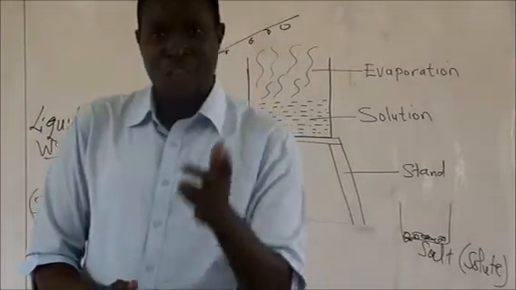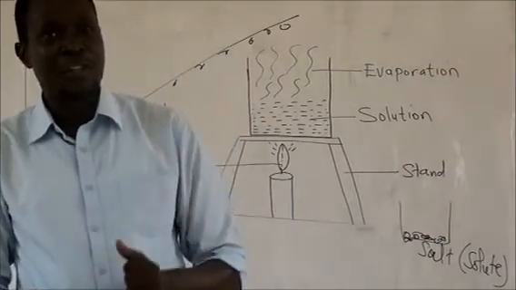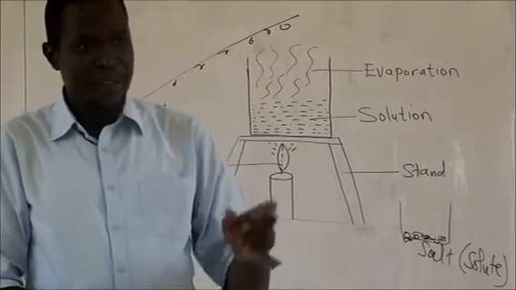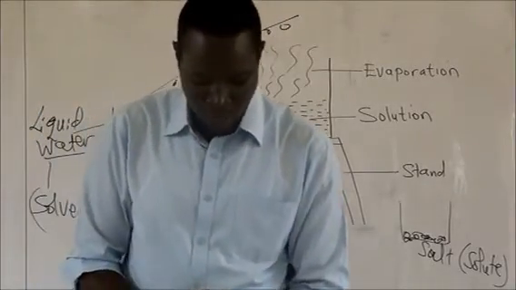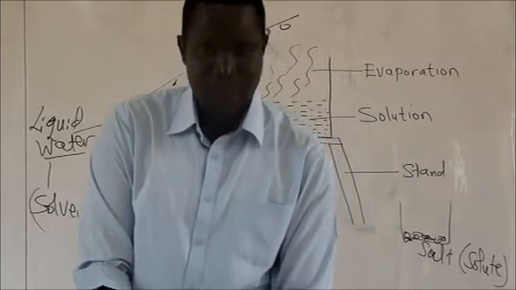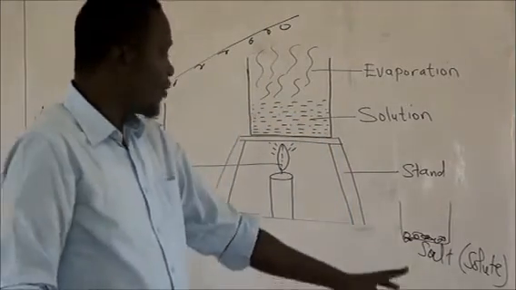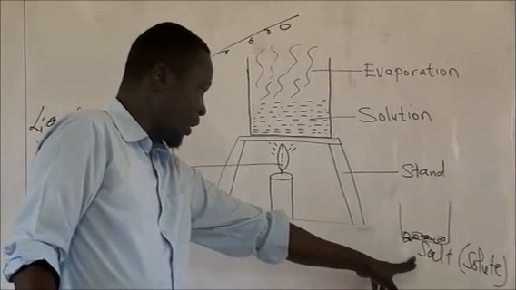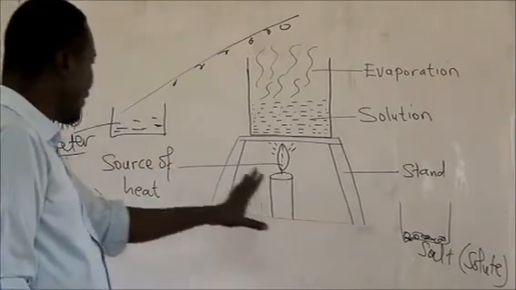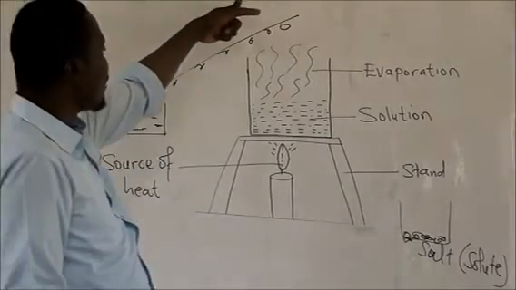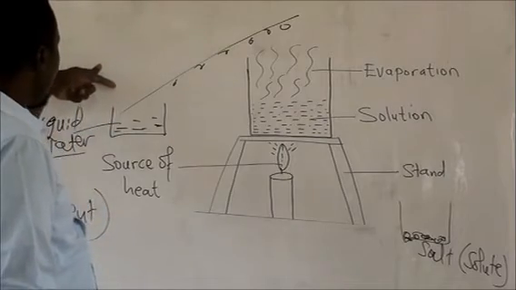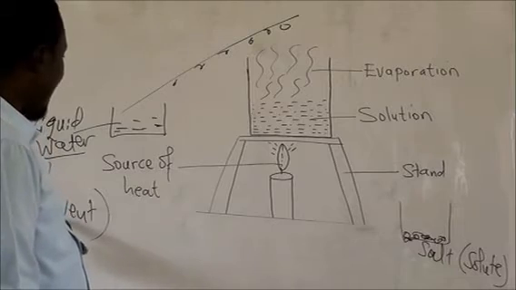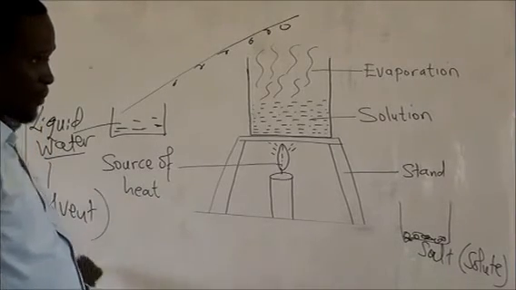Boys and girls, try this at home. Take some salt, mix it with water, stir so that it dissolves. Then you put it on your stove and boil it. Then you will see what happens. At the end of it all, you will have your salt left at the bottom of the boiling pan, and the water will evaporate. But if you cool the vapor that evaporates as you boil, we shall have back our liquid water, which is the solvent.